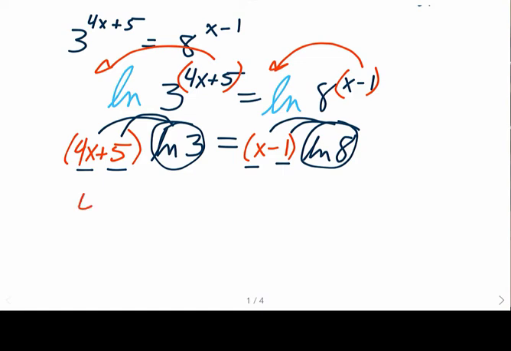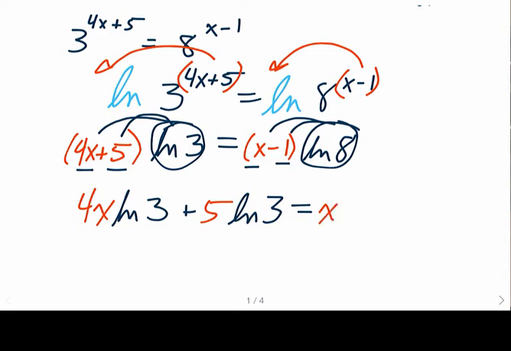What this is going to look like is 4x times the natural log of 3 plus 5 times the natural log of 3. So that's what it looks like to distribute the natural log of 3 on the left-hand side. On the right-hand side, we have x times the natural log of 8 minus 1, if you like, times the natural log of 8. Now we've got to keep in mind what we're solving for. We're solving for x. So what I'd like to do is get all of the occurrences of x on the same side, and then I can factor and then divide.